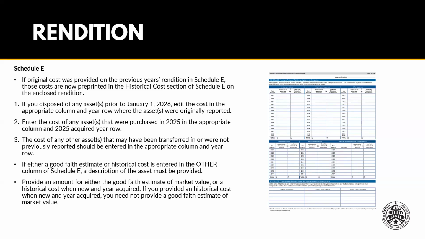If either a good faith estimate or historical cost is entered in the other column of Schedule E, a description of the asset must be provided. Provide an amount for either the good faith estimate of market value or a historical cost when new and year acquired. If you provided a historical cost when new and year acquired, again, you need not provide a good faith estimate of market value.